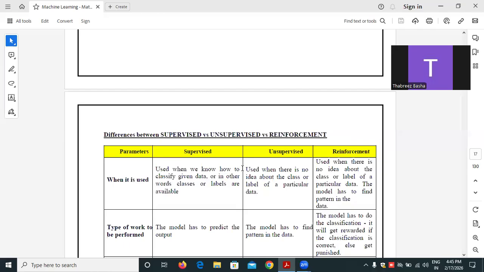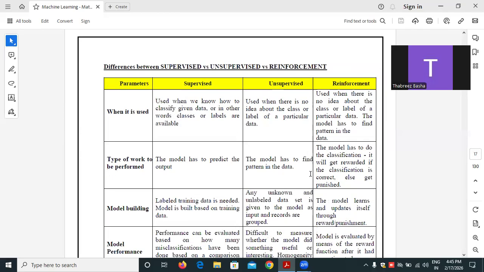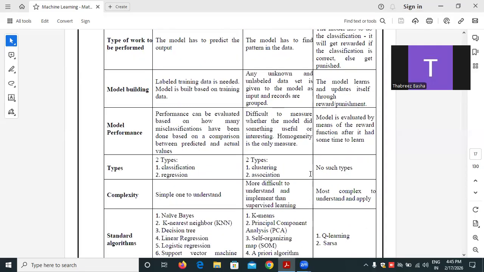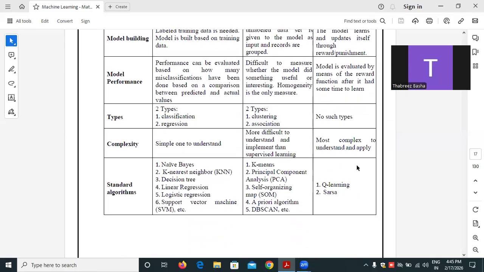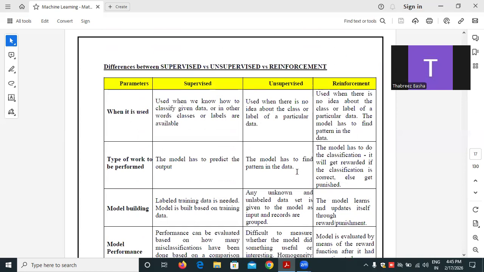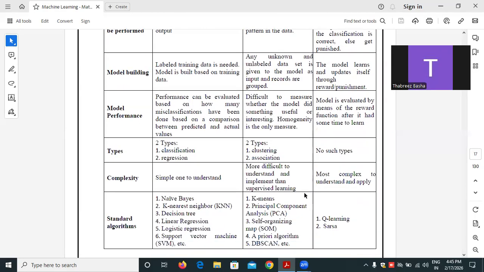So next, differences between supervised, unsupervised, and reinforcement learning. Suppose the parameters of supervised, unsupervised, and reinforcement learning are observed: type of work to be performed, model building, model performance, types, complexity, standard algorithms. All are the basic information of supervised, unsupervised, and reinforcement learning. So this is the main important process of the supervised, unsupervised, and reinforcement learning processes.